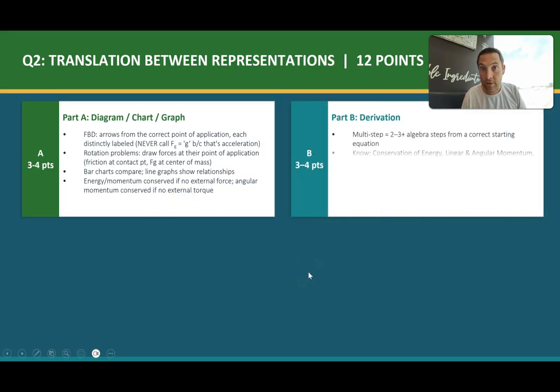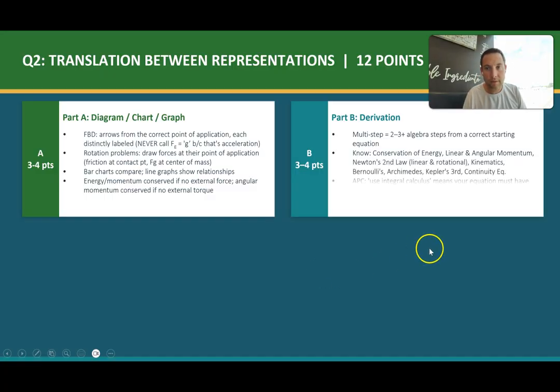Part B, we've got another derivation. See how important this skill is? So again, multi-step derivation is going to be one of those points. So we want to start from a correct equation. Sometimes I'm seeing them tell you where to start. So starting from Newton's second law for rotation, derive an expression for angular velocity.